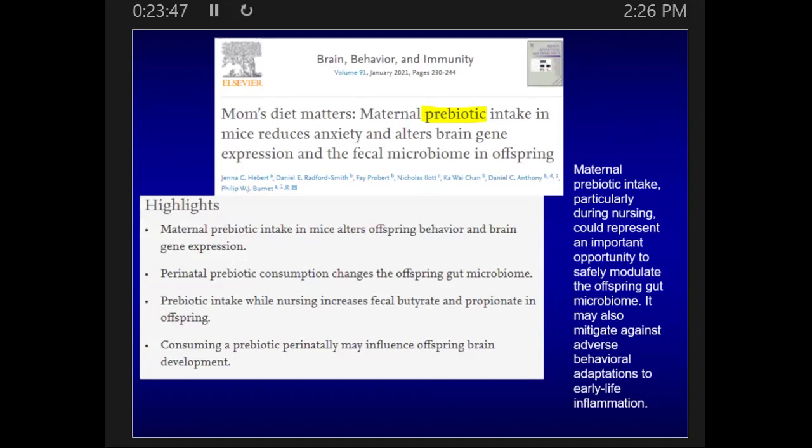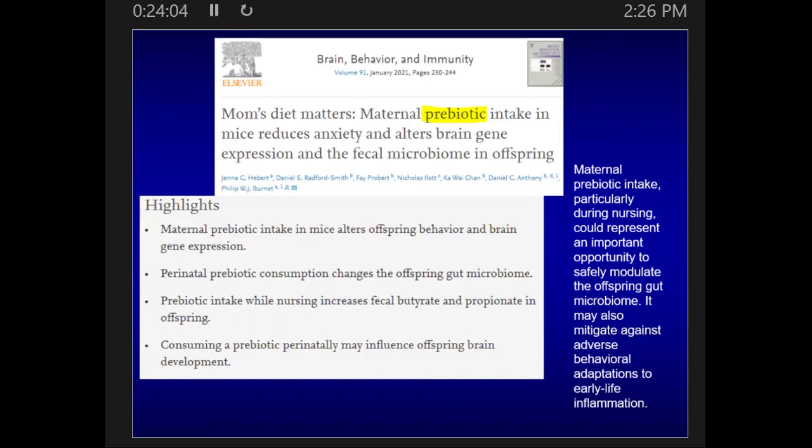Prebiotic is food you eat that feeds the microbes directly. It's not really something you necessarily can use yourself, but your microbes can. And so it's a lot of fibers, essentially, a lot of different fibers.